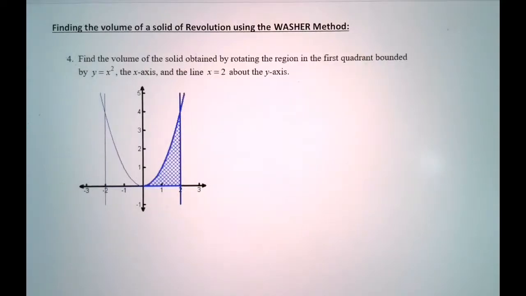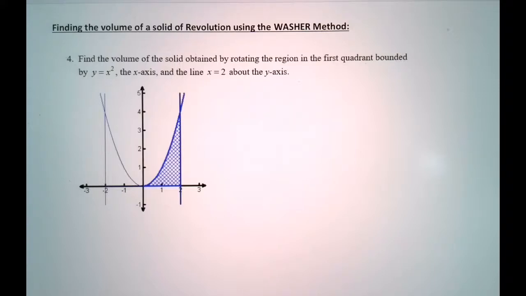So now we're ready to start the next method that you may need to employ sometimes, just because of the region and the spinning that you're doing with this volume. So we're going to move into the washer method, and I'll show you how that's happening. And what I'm going to do is set this up.